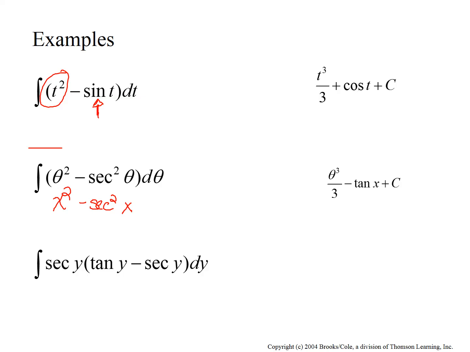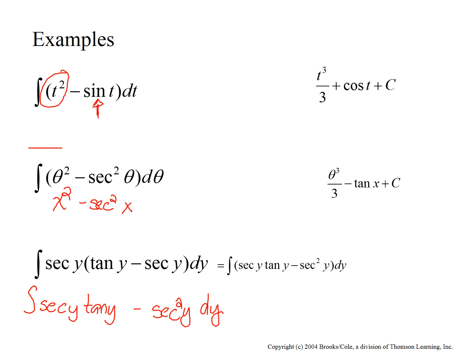Again, there is no product rule in integrals. So before we do anything to this, we have to multiply it out. So this is going to be the integral of secant y tan y minus secant squared y dy. Okay? And again, referring to your formulas that I just gave you, we can just figure out what this is.